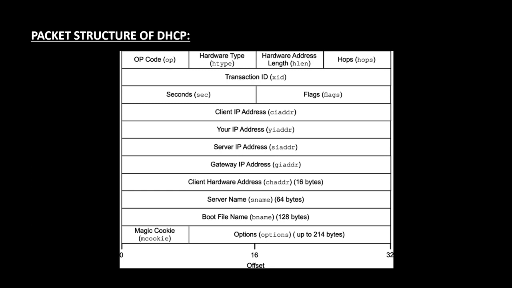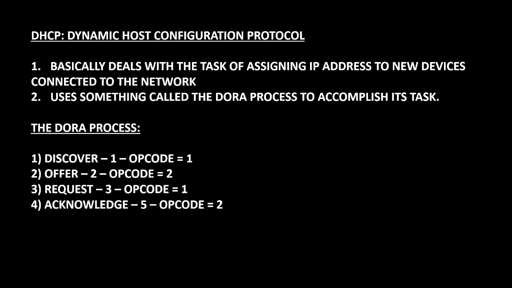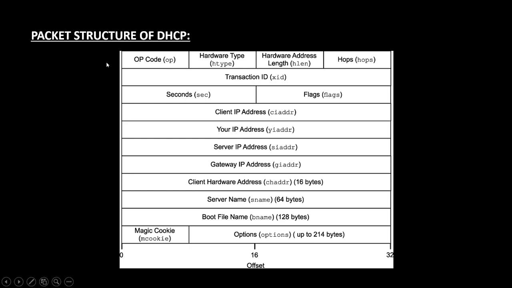The opcode stands for operation code. It specifies whether the message is a request or a reply. In our DORA process, a request would be either discover, which is number 1, or the request itself, which is number 3. A reply would be offer, which is number 2, or acknowledge, which is number 4. So for request the opcode is 1 and for reply the opcode is set to 2. For discover and request the opcode is 1, and for offer and acknowledge the opcode is 2.